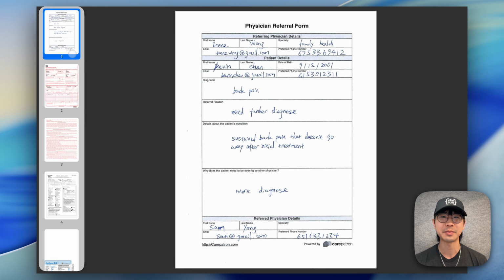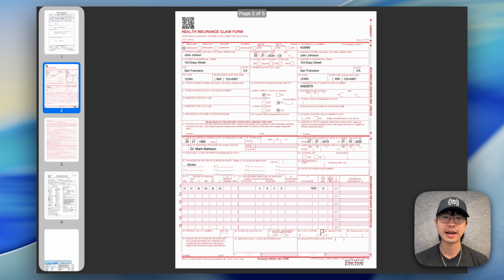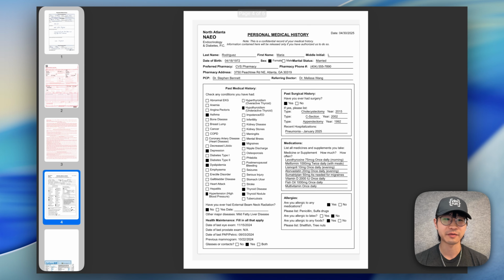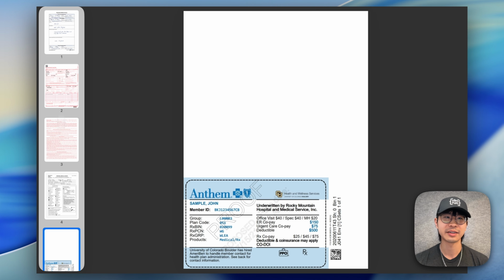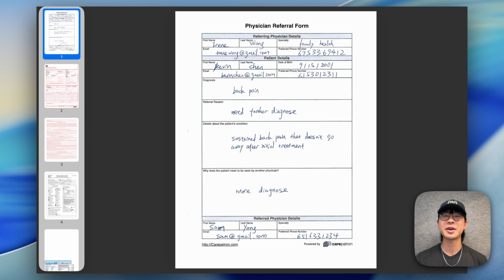Here I have an example of the first page being a physician referral form. I have this health insurance form, this medical history form, and an insurance card. Again, all of this patient information might be contained in this document containing multiple documents. So the challenge is, how do we parse all of the relevant information contained in this single document?